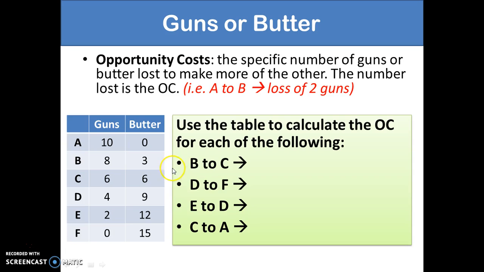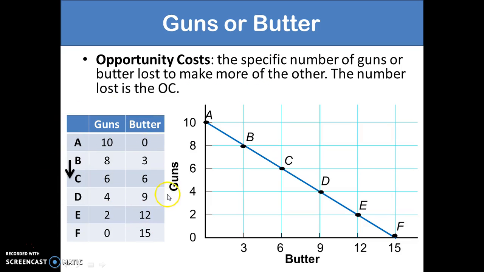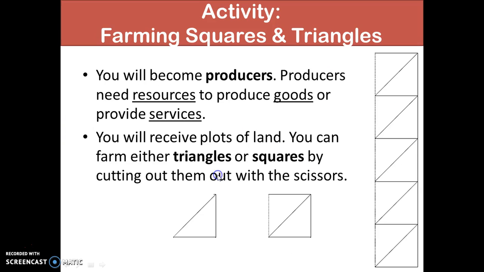Okay, let's go over those. So to move from B to C, we give up 2 guns, D to F, 4 guns, E to D, 3 butter, and C to A, 6 butter. We can find opportunity cost by looking at a table, or we can find it on a PPC. So to move from B to C, we're going to give up 2 guns, even though we gain 3 butter. So our OC is going to be -2. D to F, we give up 4. E to D, we give up 3 butter, and from C to A, we give up 6 butter.